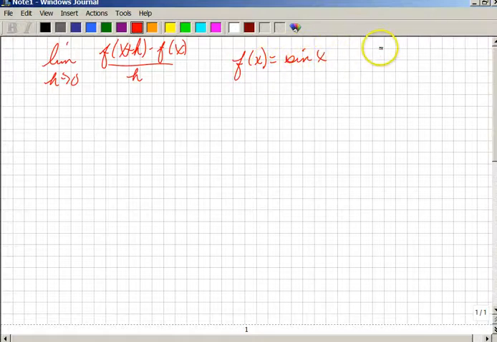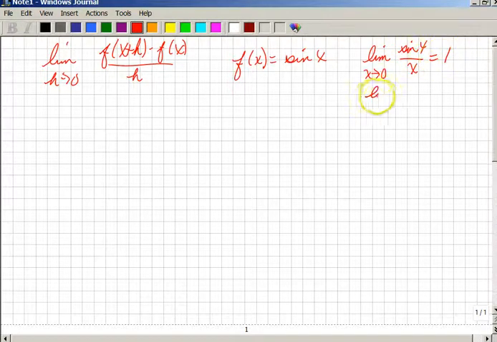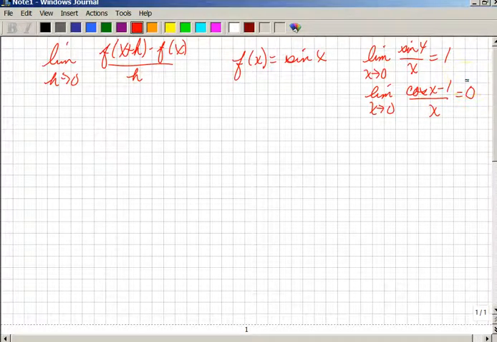So before we start, there are two basic limits that we're going to use, and we can find these by just graphing the function and taking a look, but I'm just going to go ahead and give you these limits. The first one, the limit as x approaches 0 of sine of x over x is equal to 1. And the other one is the limit as x approaches 0 of cosine x minus 1 over x. That's equal to 0.